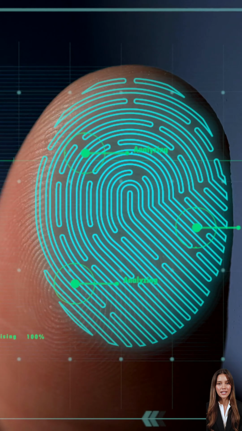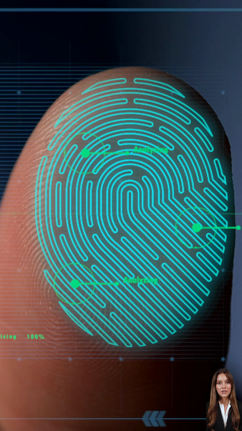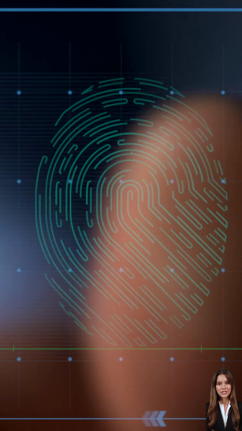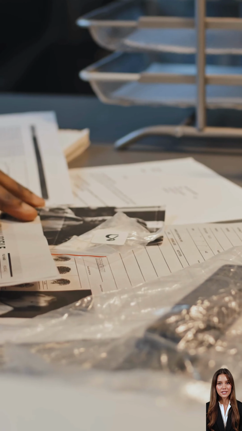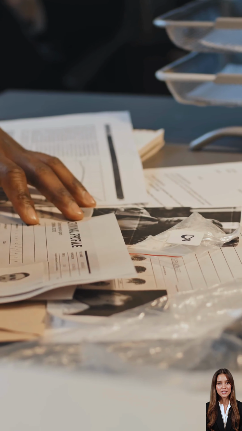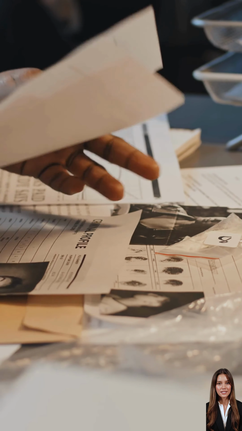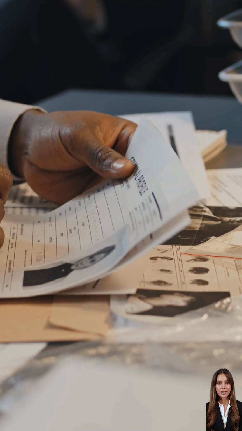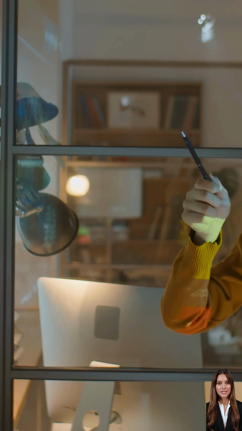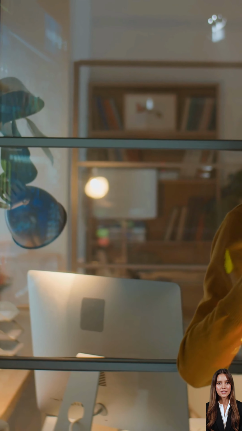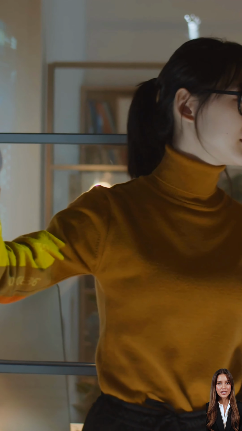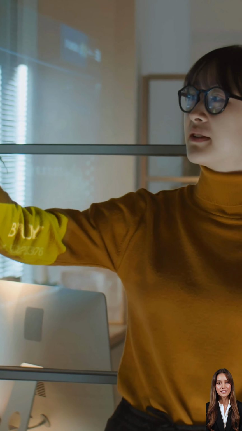Step 3. Analysis. This is where forensic experts use various tools and techniques to examine the digital evidence. They look for hidden, deleted, or encrypted data and piece together the digital puzzle. Step 4. Documentation. Every step taken during the investigation is meticulously documented. This includes the tools used, the methods applied, and the findings. This documentation is vital for legal proceedings.